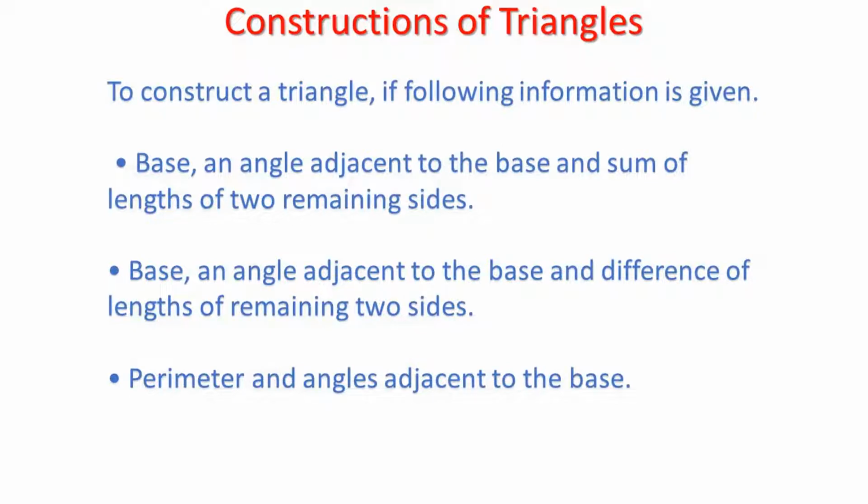Dear students, we are getting into a new chapter named construction of triangles. Very important, very interesting. There are various ways of construction of triangles mentioned in the chapter. Just have a look, these situations are given. One is when the base, an angle adjacent to the base, and the sum of the other sides are given. Second, when the difference is given. In a third condition, you will be given the perimeter and the angles adjacent to the base. We will get into the details now and we will construct the triangle.